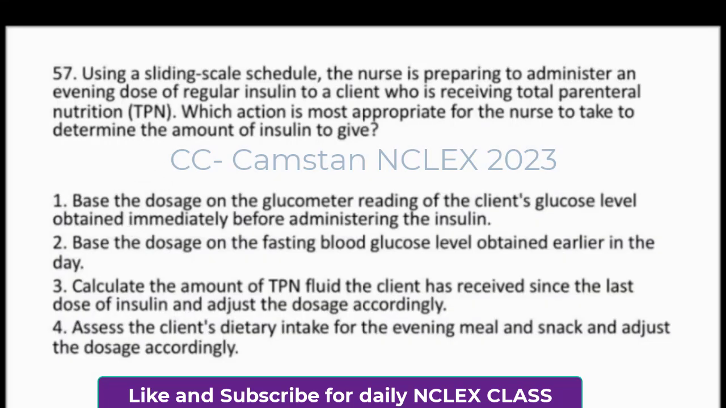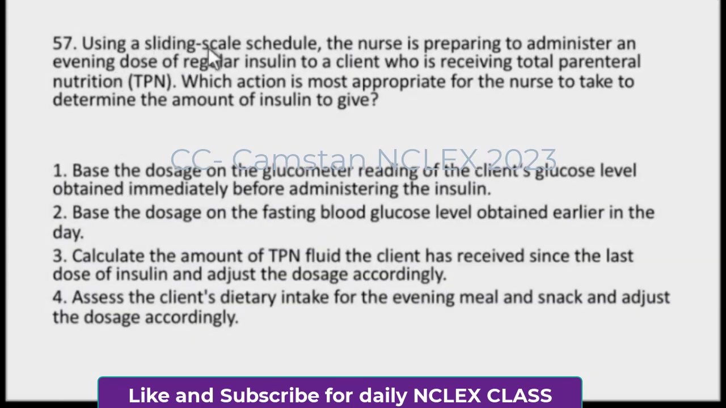The first question is, using a sliding scale schedule, the nurse is preparing to administer an evening dose of regular insulin to a client who is receiving total parenteral nutrition, TPN. Which action is most appropriate for the nurse to take to determine the amount of insulin to give? Right.